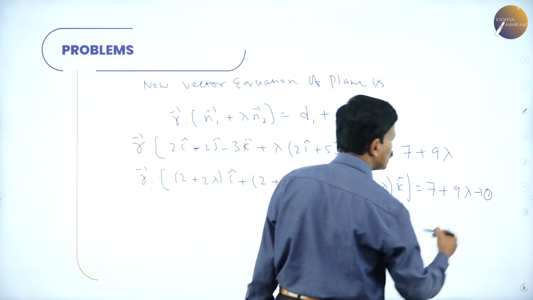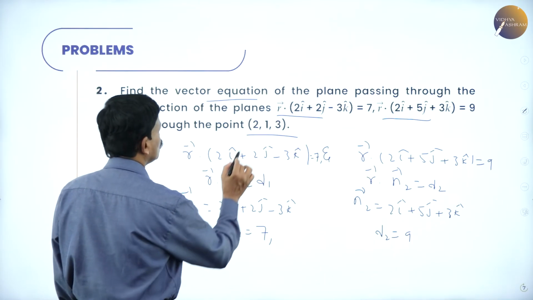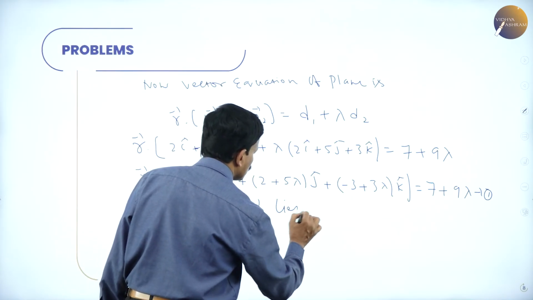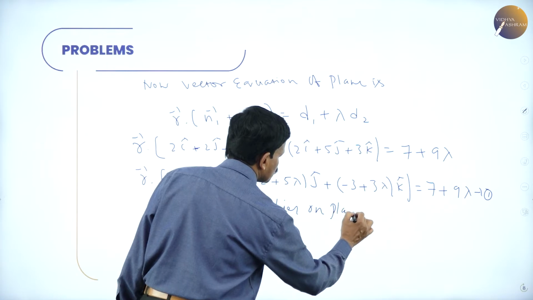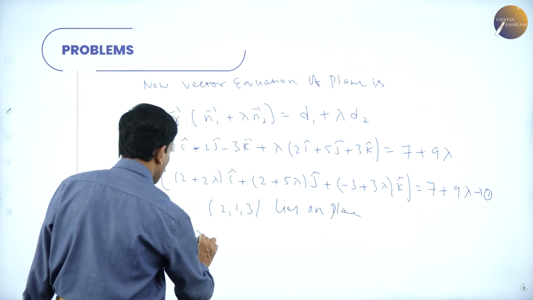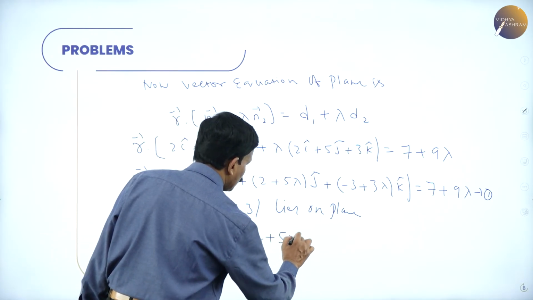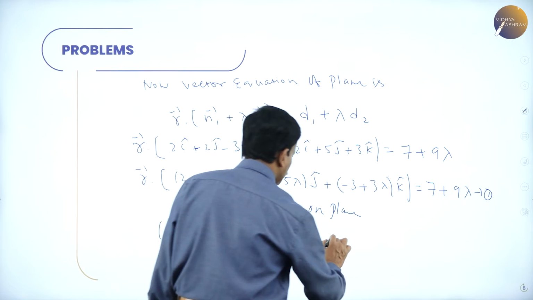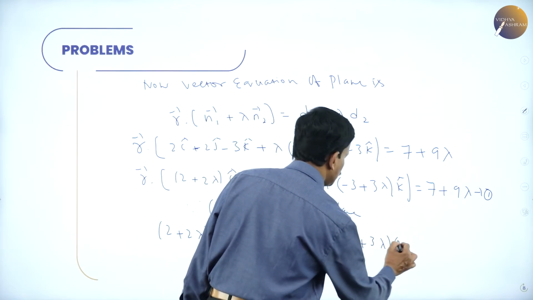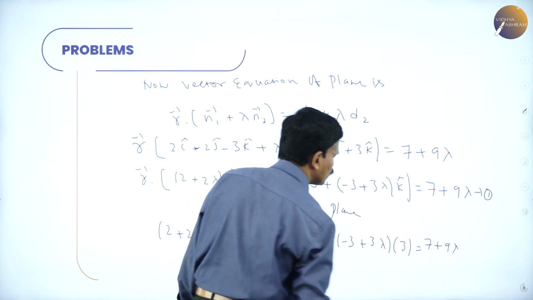Let us represent this as equation number 1. Since the point (2, 1, 3) lies on the plane, substitute the values. We'll get 2 plus 2 lambda times 2, plus 2 plus 5 lambda times 1, plus minus 3 plus 3 lambda times 3, is equal to 7 plus 9 lambda.